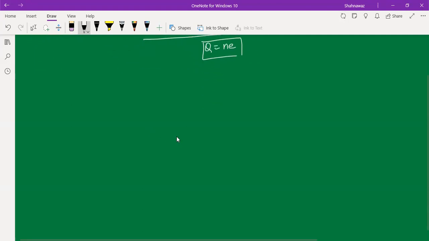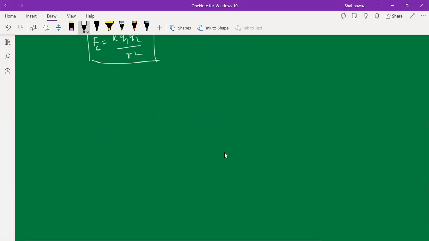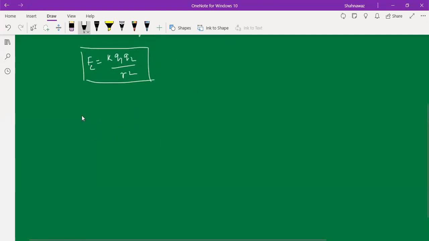So what is Coulomb's law? You guys already know that if you have two charges and you have some separation R, then the force is K Q1 Q2 by R square. This is Coulomb's law, right, guys? Yes, sir. Yes, and let's see what happens. So this is the first question.